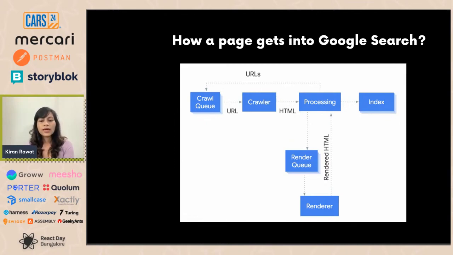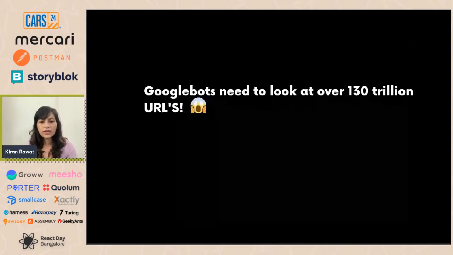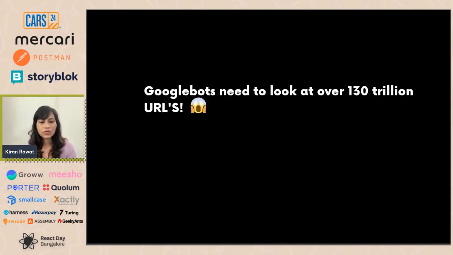Now we know that I have a big content website and I want it to be discoverable, and I know that I need to optimize my web pages, and I also know the process of how Googlebot works. Googlebot actually needs to look at over 130 trillion URLs. This is a huge number, and this keeps on increasing. So why not help Googlebots?